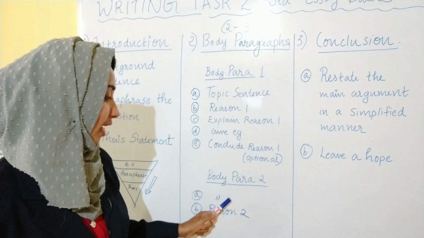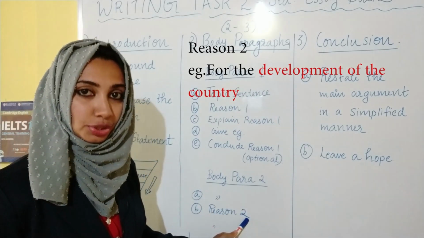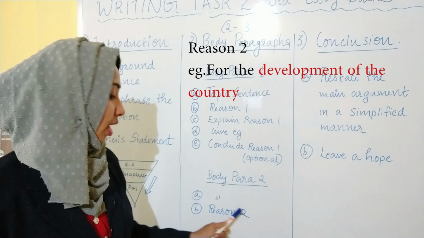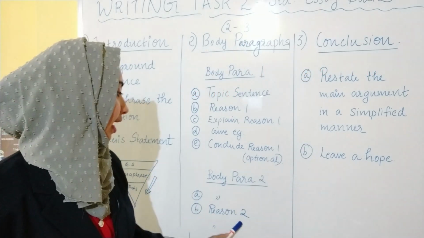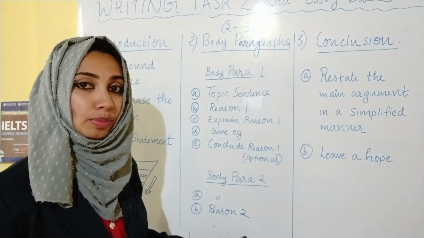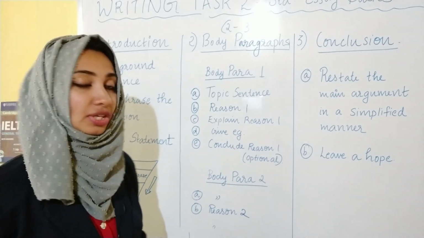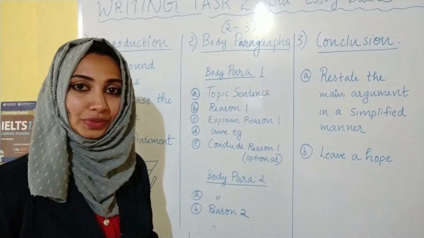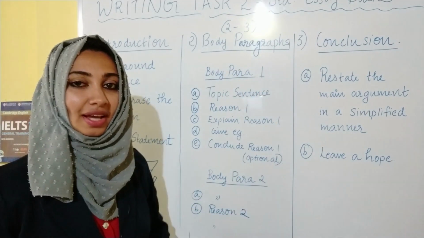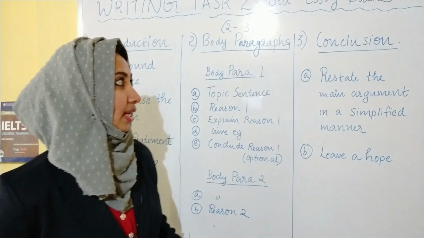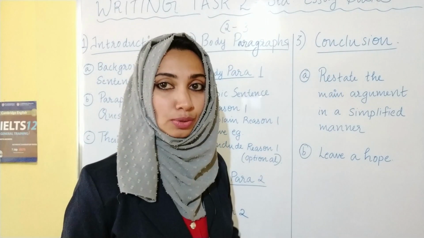That is, you are supposed to write the topic sentence, and then the second sentence will be your reason number 2, why you are agreeing with this question. The third sentence will be explaining that reason number 2. The fourth sentence will be an example in order to substantiate reason number 2. And finally, you just conclude that body paragraph. So this is the pattern for writing the body paragraphs. Understood?